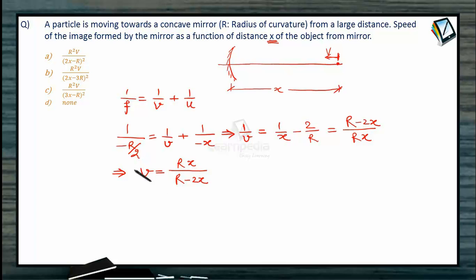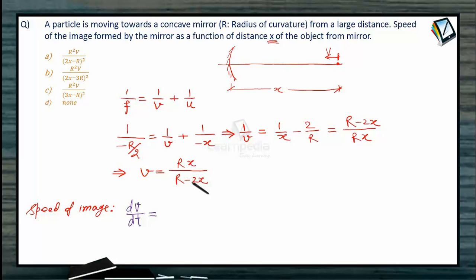So we can differentiate this distance with respect to time to get what? The image speed. So speed of image can be calculated by differentiating v. So dv by dt is our answer basically. Here we can see that it is a function of x, so we can first differentiate this in terms of x, and then later we can differentiate x in terms of time. So let us first differentiate this with respect to x.